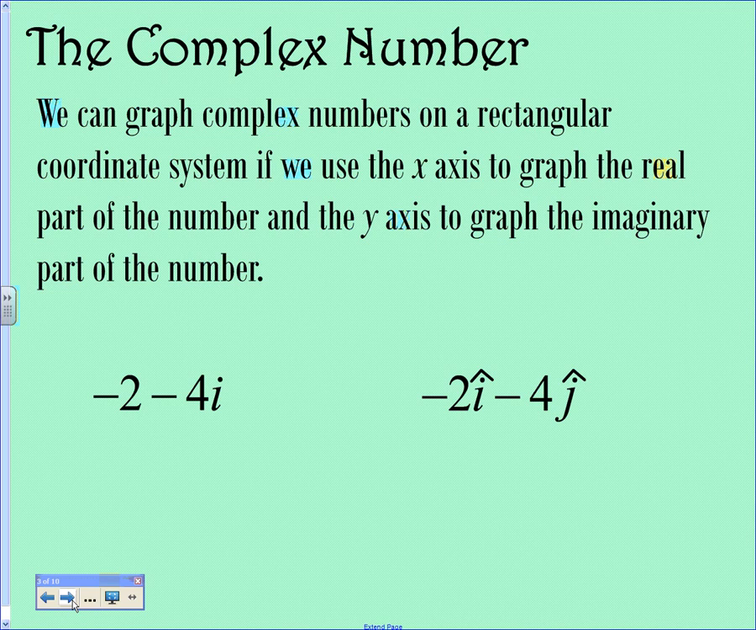Where am I going to go for -2i minus 4j? Left 2 and down 4. And where would I go for -2 minus 4i? Left 2 and down 4. These are called little carets. You probably have used them in English. You may not have used them in math.